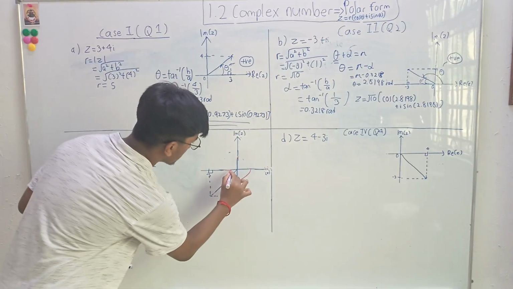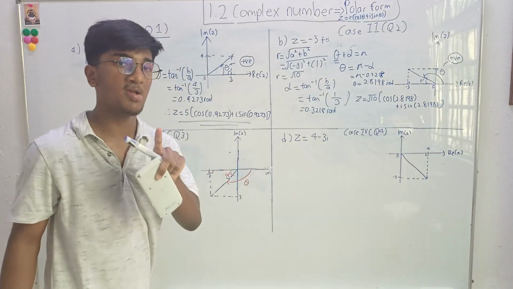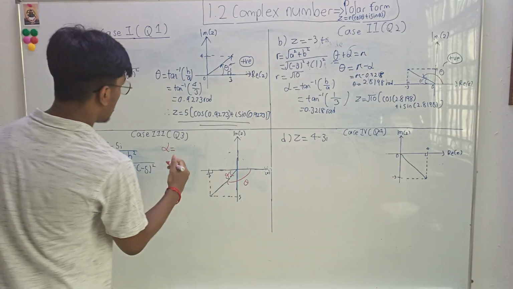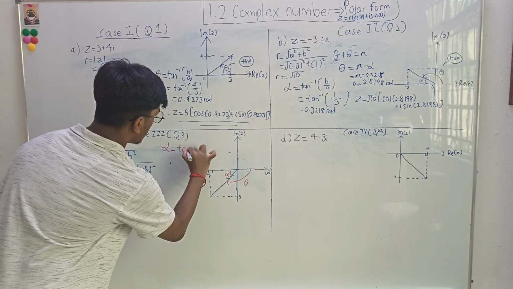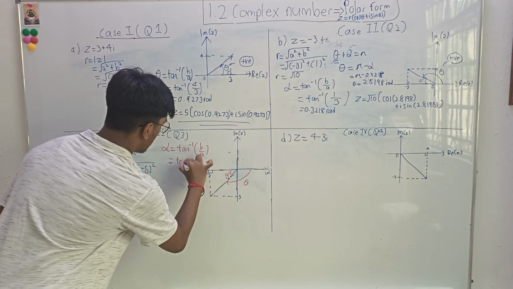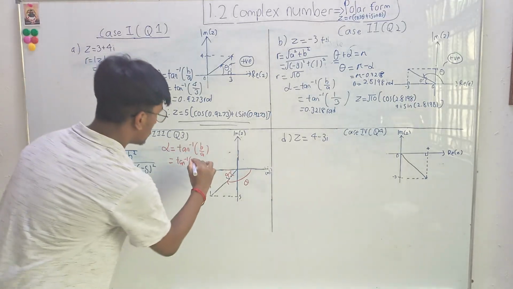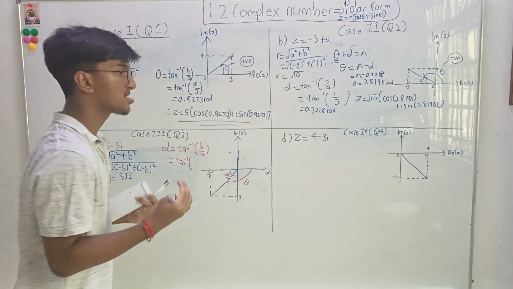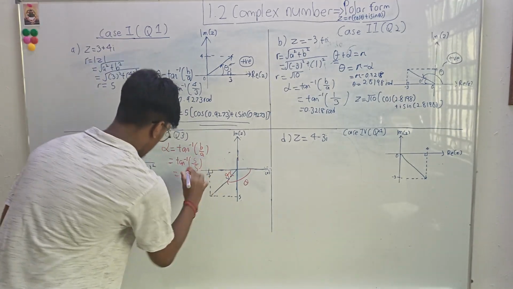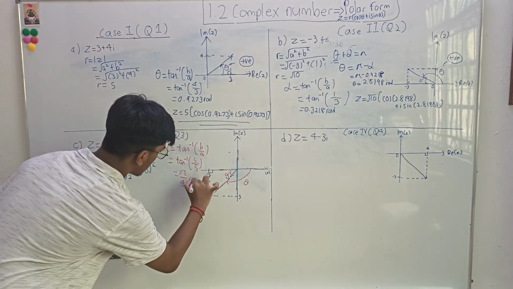So my alpha is the angle inside the triangle, and my alpha is always positive. So find your alpha first. Alpha is tangent inverse b over a, and b is negative 5, no need to include the negative because alpha is always a positive acute angle. You will get pi over 4, right?